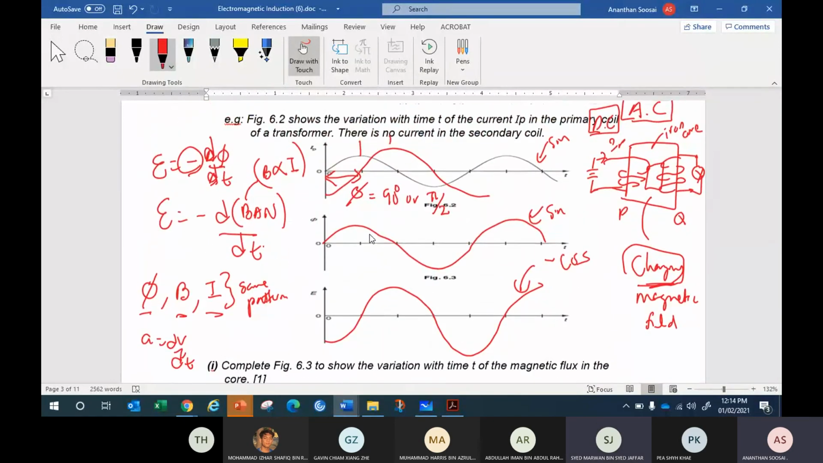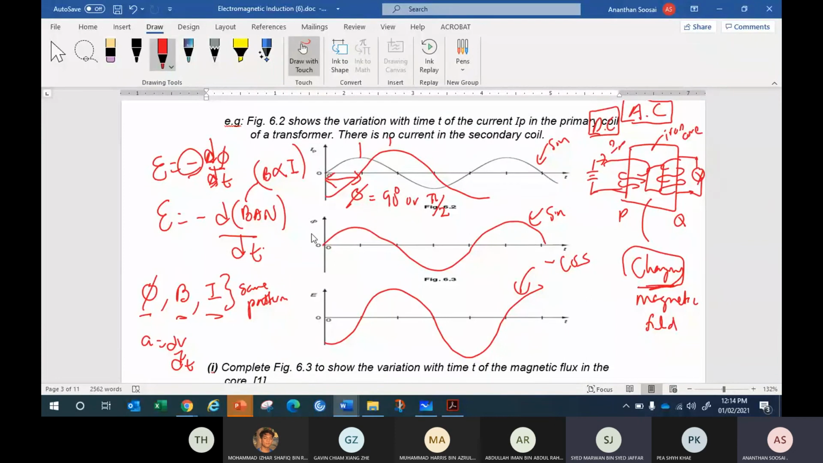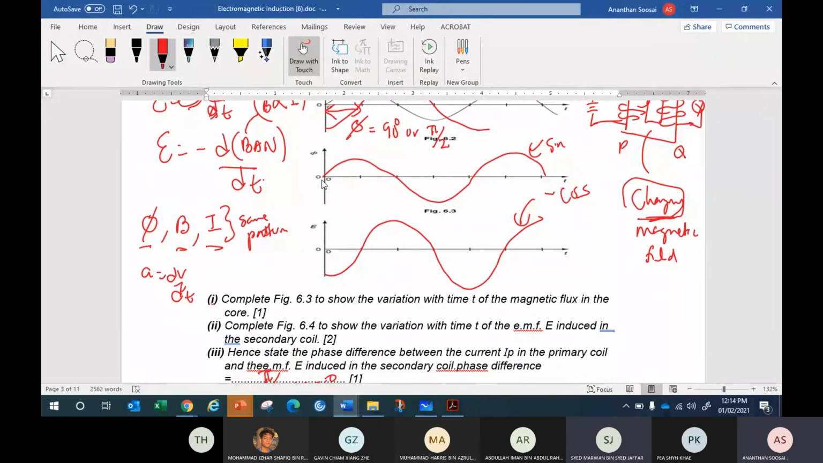Okay, so this is the first part. Current graph is given; current and flux are the same because current affects the B, which affects the flux. So flux is going to change in the same pattern as current. Flux and EMF: the rate of change of flux is your EMF. So you need to differentiate the flux graph and make it negative because of reflecting at the x-axis. Any question? No questions. Okay, we go to the next one.